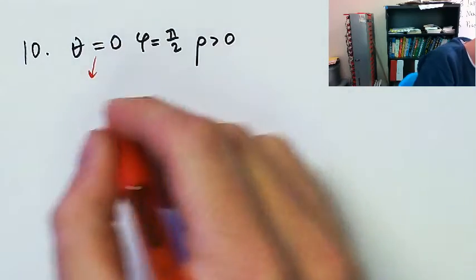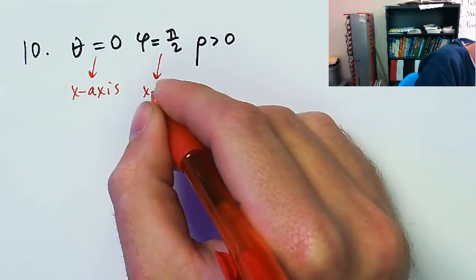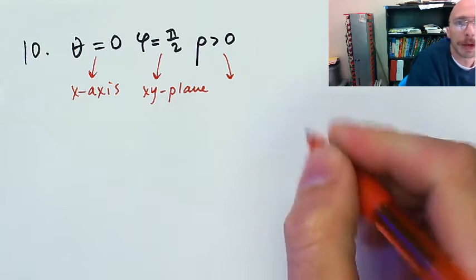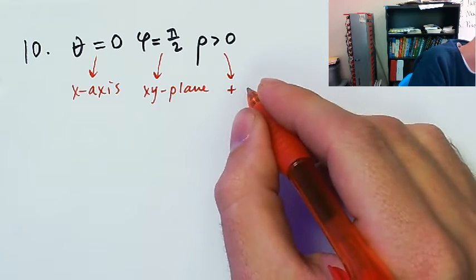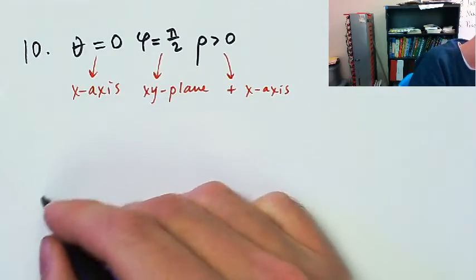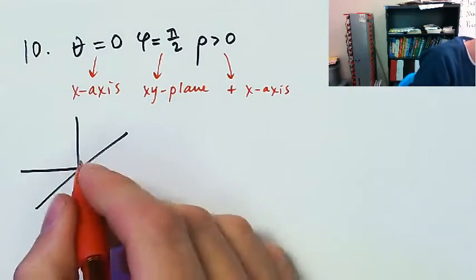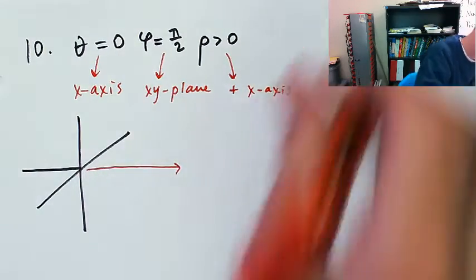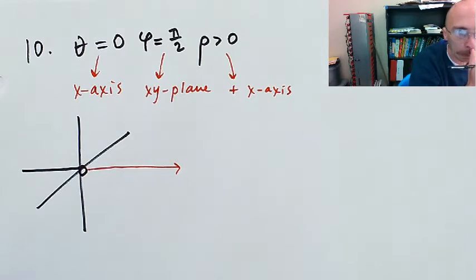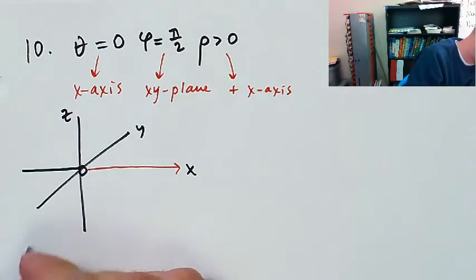Okay, so theta equals 0 is the x-axis. This is in the xy plane. And rho greater than 0 is telling me that I'm on the positive x-axis. So all in all, this set of points is the positive x-axis, and I might even indicate that it is not including the origin, but it is the set of all of those points to that side. Okay, so x, y, z.